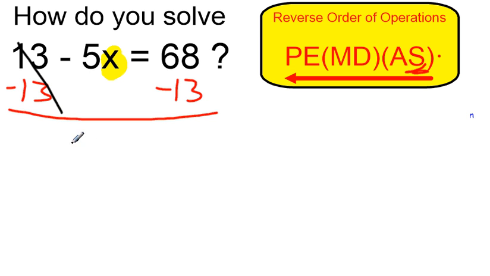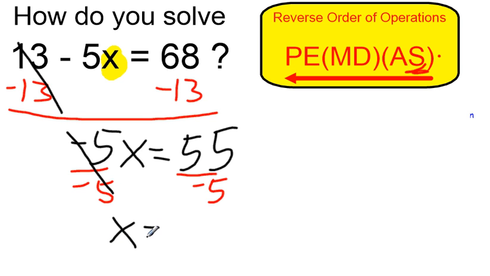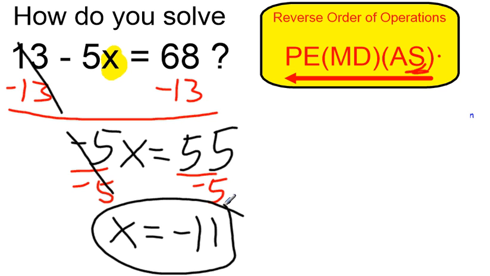the 13 cancels. I get minus 5x is equal to 68 minus 13 is 55. Much simpler now that we get rid of that 13 and we take it off of both sides. Now I'm going to divide both sides by negative 5. If I divide both sides by negative 5, I end up with x is equal to 55 over negative 5 is negative 11. X equals negative 11.